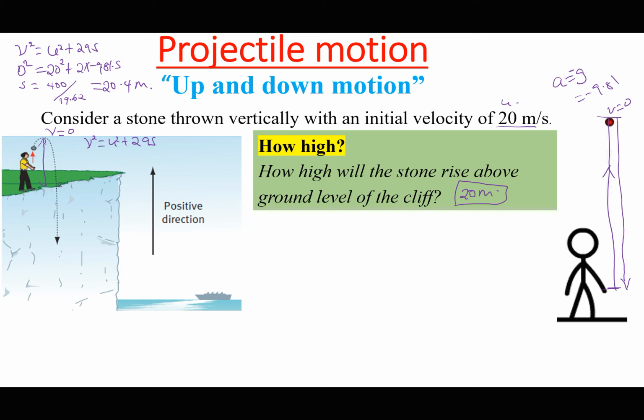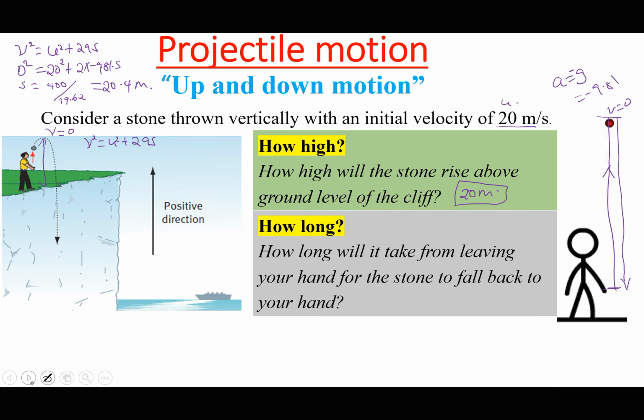Assuming air resistance is negligible, the equations of motion can apply. So that's why we have used v squared equals u squared plus 2as. Number two, how long? We shall answer questions of how long. For example, how long will it take, from leaving your hand, for the stone to fall back to your hand? It is leaving your hand and it is coming back to your hand.